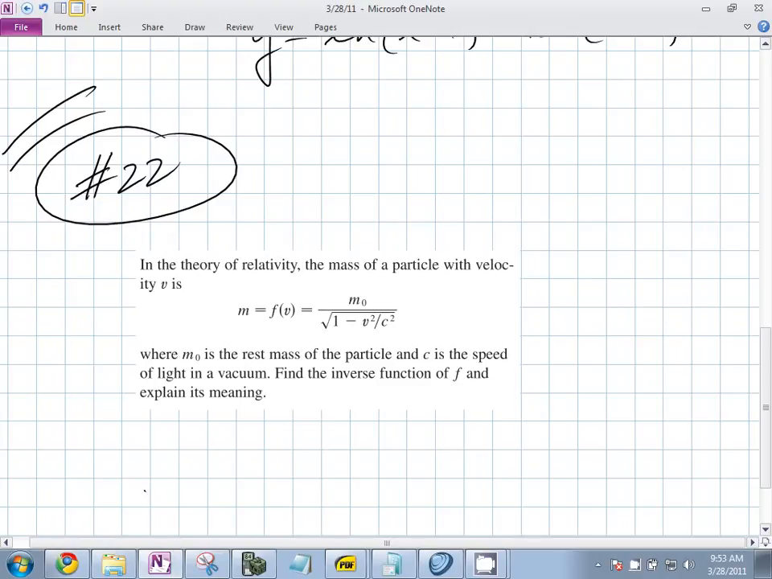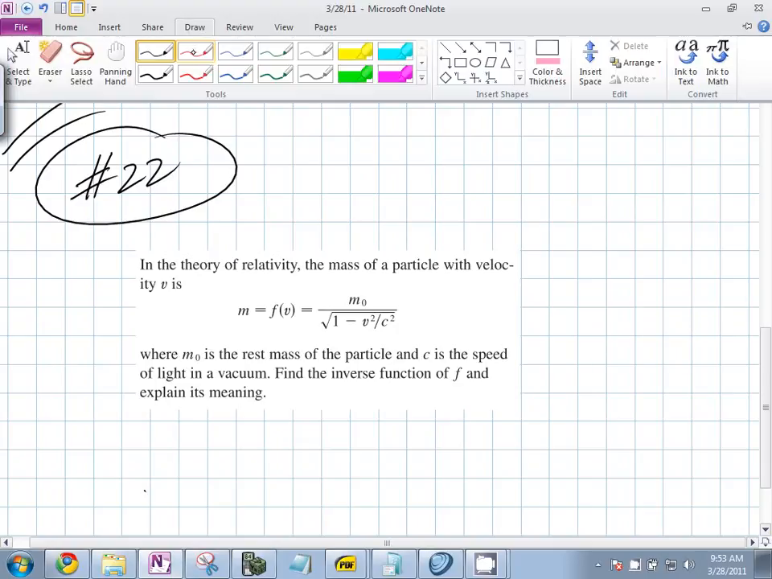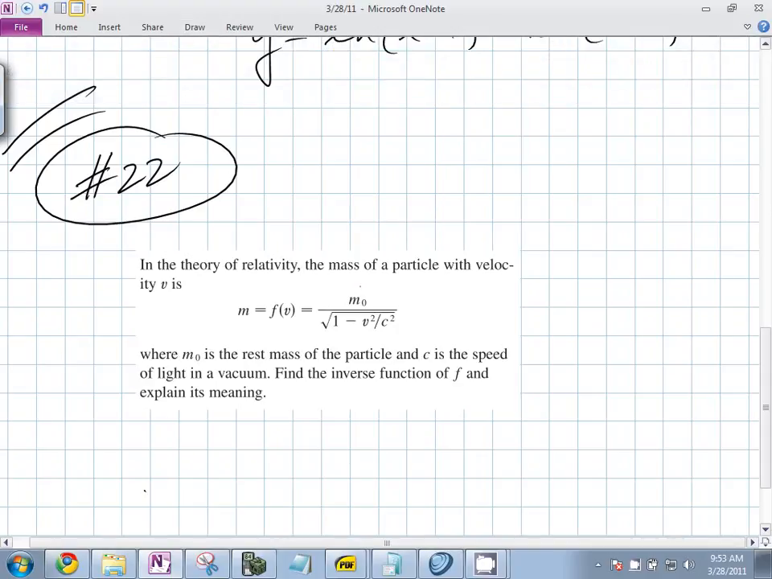The mass when it's not moving, because what happens when it starts moving? Yes, its mass changes. Find the inverse function of f and explain its meaning. So what are the constants in this? V... wait, no. M naught. It's called m naught. That is a constant. That stays the same.